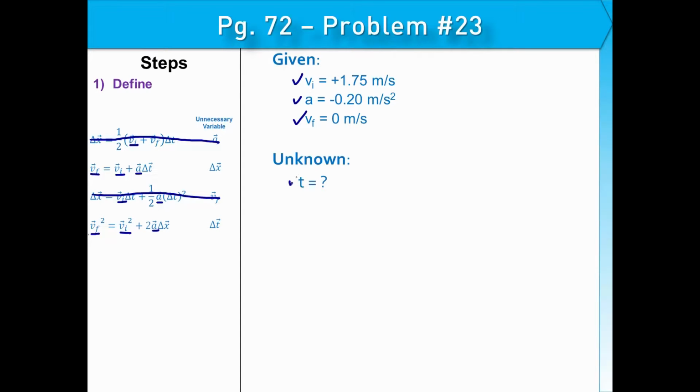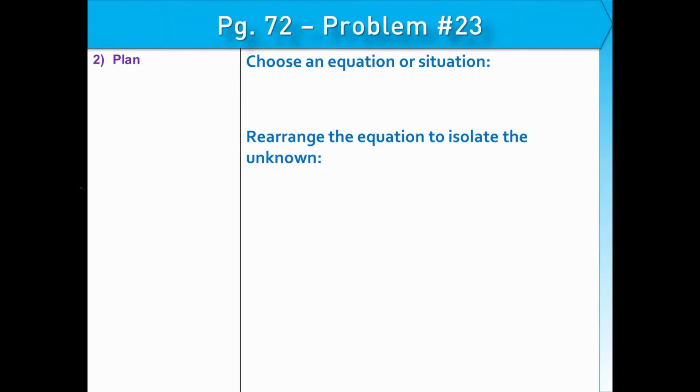Last, time. I need time to show up. Looking at the last two equations, time appears here, so most likely I'm going to use this equation, and time doesn't show up in this one, so I'll eliminate it. So for this problem, I'm going to be using this kinematic equation right here. Now I know which equation to use: final velocity is equal to initial velocity plus acceleration times time.